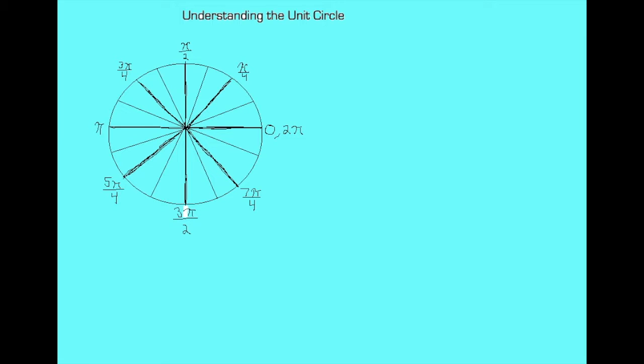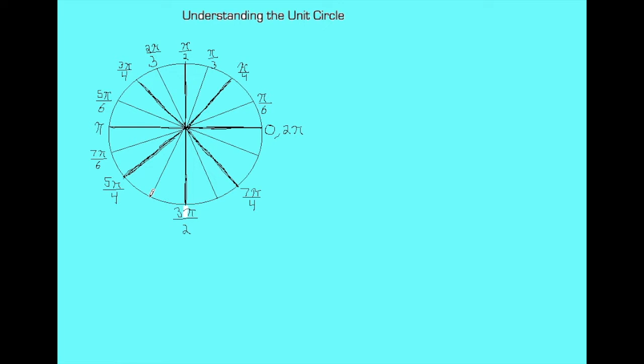Now, we are going to look at the other angles that we didn't fill in. The first one is pi over 6. This one is 2 pi over 6, which is reduced to pi over 3. This one is 3 pi over 6, which we figured out is pi over 2. This one is 4 pi over 6, which is reduced to 2 pi over 3. This one is 5 pi over 6. This one is 6 pi over 6, which is reduced to pi. This one is 7 pi over 6.